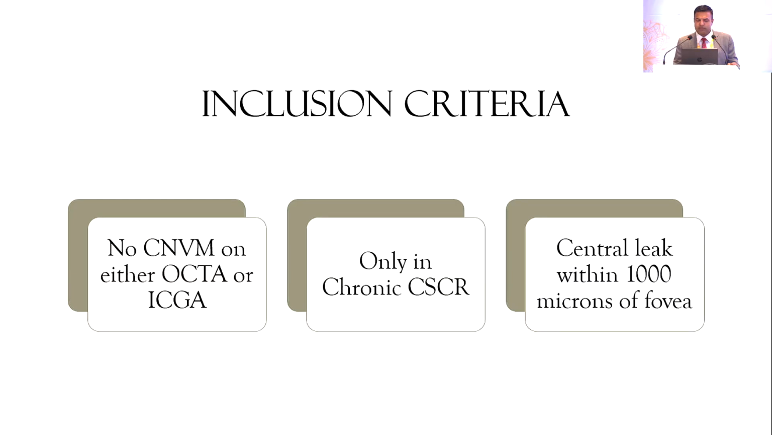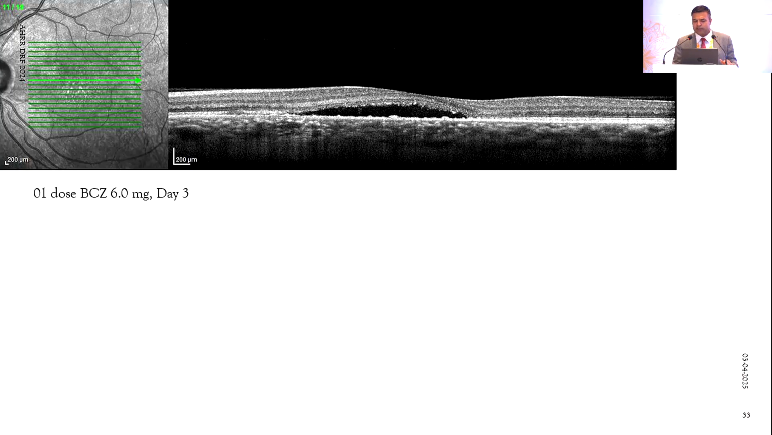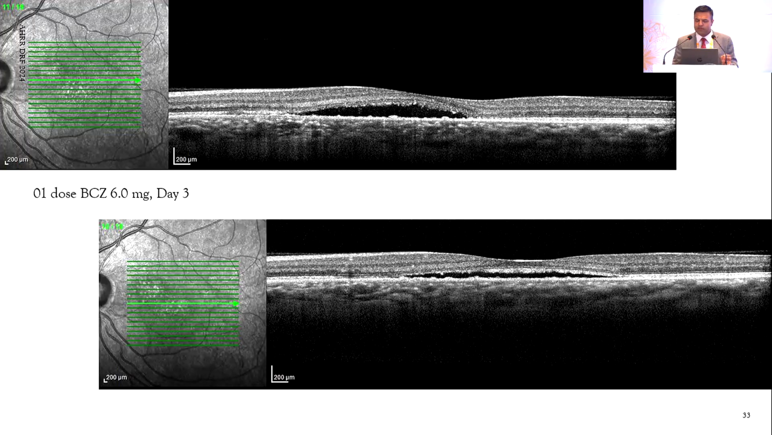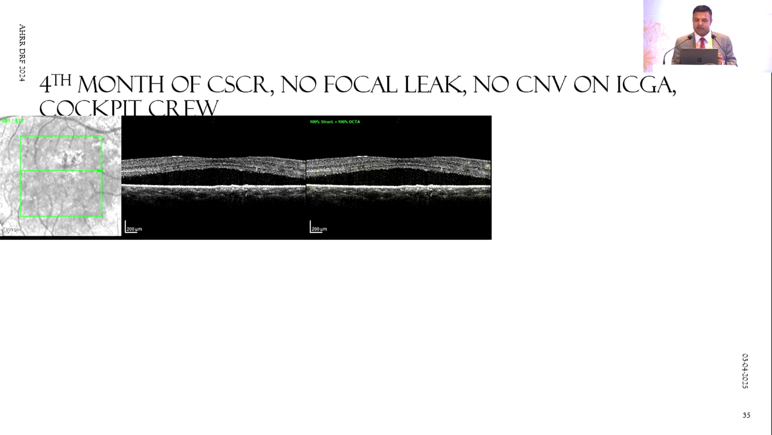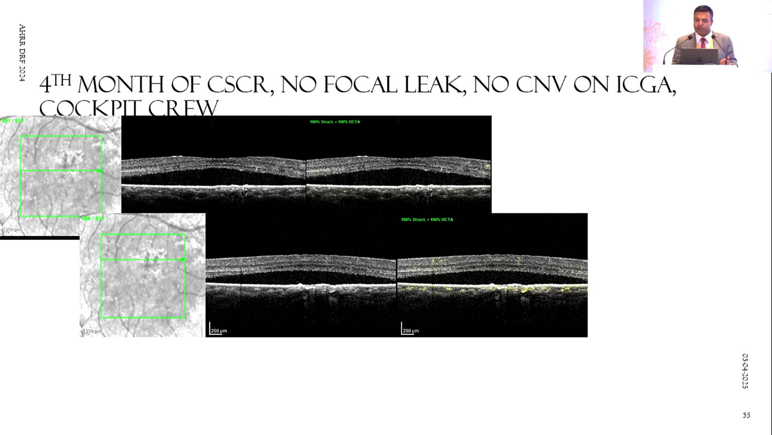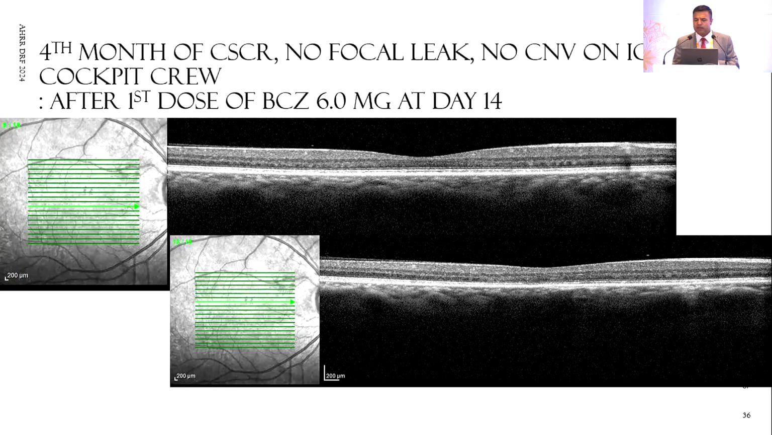So we would like to show our series of CSCR cases which were chronic, had a central leak within 1000 microns of the fovea, and had no CNV on either ICGA or OCTA. In our first case, we achieved a partial response with a small drying effect. But in our second case, this was a cockpit crew member who wanted to go back to duty faster. These are various segments of the same macula. The macula became completely dry at 14 days and has remained so since then.